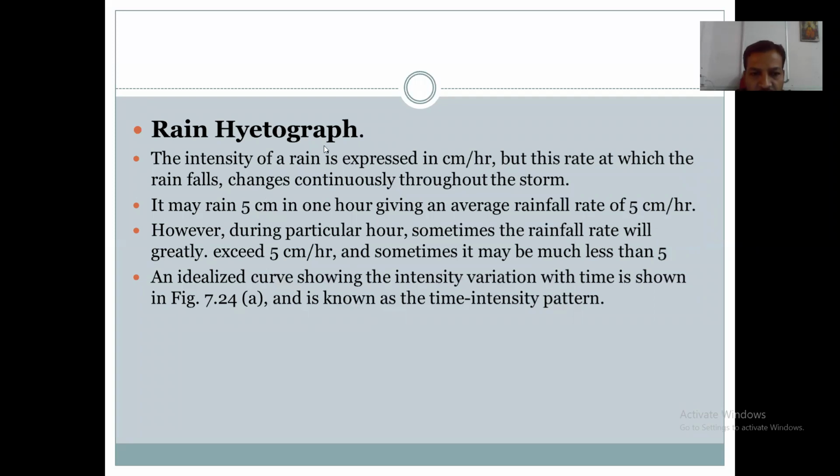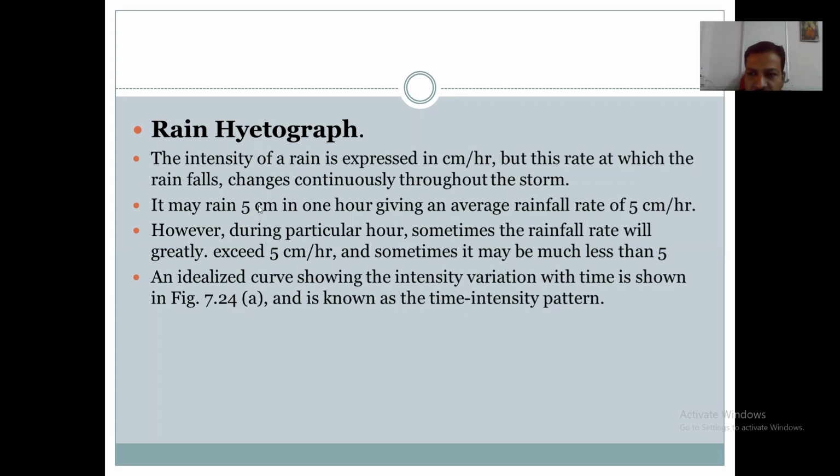So the intensity of rainfall that is calculated in centimeter per hour, what is its unit? Centimeter per hour. How many centimeters of rainfall have occurred in each hour. So this rainfall rate is expressed in terms of centimeter per hour.